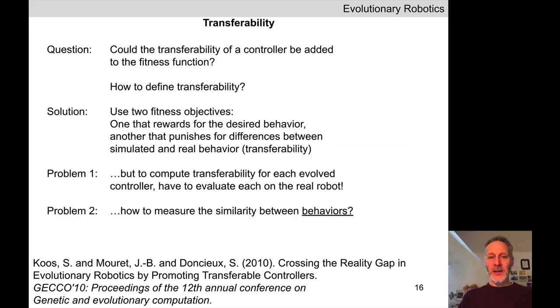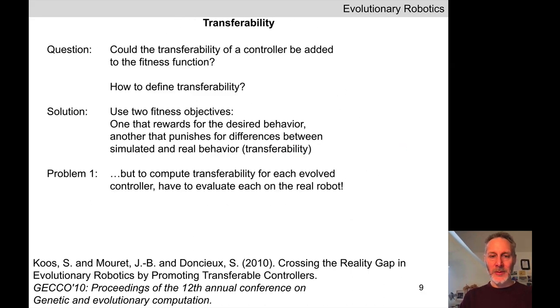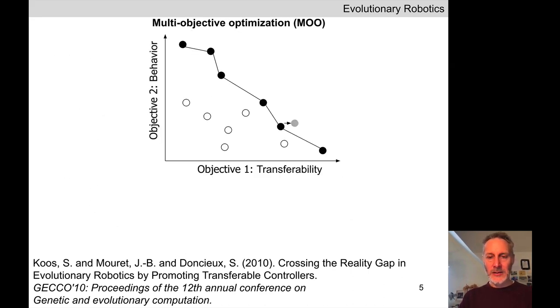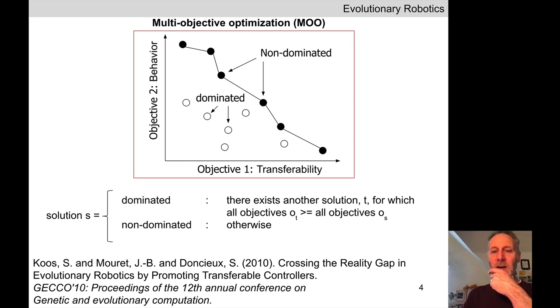Okay, all right. Let's go back for a moment to here. So we have all of these controllers. We've evaluated all of them on the virtual robot. For one of them or a couple of them in the population, we've actually sent them to reality. So for those, we know their actual transferability. And for the rest, we have estimated transferability in the way we just talked about.